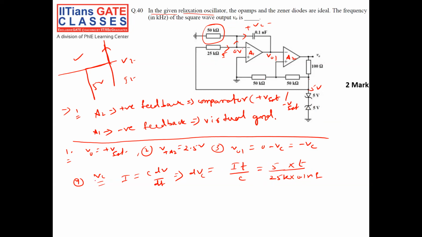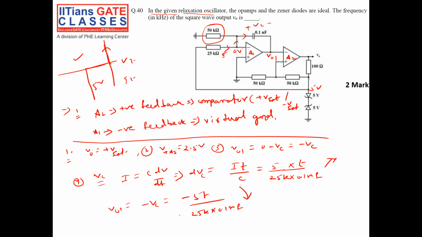So what it is showing is, when time increases, VC will go on increasing. What will happen to my V output 1? V output 1 will be minus VC, which is minus of 5T divided by 25k into 0.1 nanofarad. So what will happen to my V output 1?